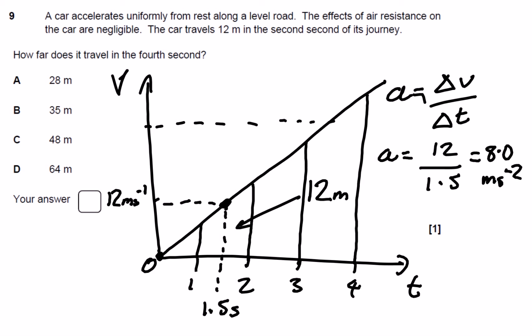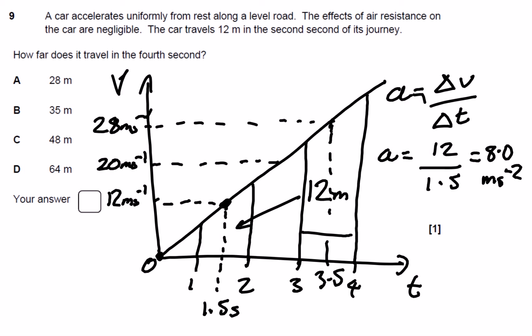Or because it's a uniform acceleration, I can realise that if it was travelling at 12 metres per second after 1.5 seconds, then because the acceleration is 8, it would be travelling at 20 metres per second after 2.5 seconds, and therefore it would be travelling at 28 metres per second after 3.5 seconds, and that will be the average velocity between 3 and 4 seconds. So my answer is A, 28 metres.